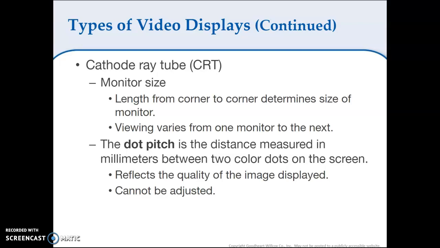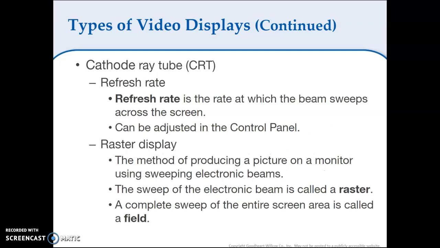And then there's also the dot pitch, which is the distance measured in millimeters between two color dots on the screen. This cannot be adjusted and is also a reflection of the quality of the image displayed. Now, continuing on, the CRT refresh rate is the rate at which the beam sweeps across the screen. This is something that can be adjusted in the control panel.